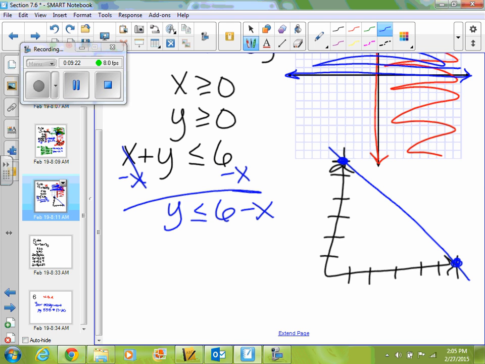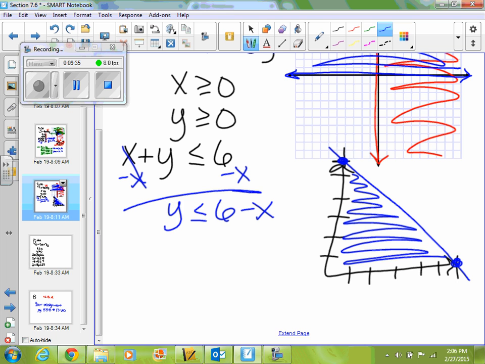And since y is less than that, am I shading above or below? Below, because you shade below for less than. So this section of my first quadrant is the only section I care about. That section, that triangle. Then we have to identify my vertices. My vertices in this case, since it's a triangle, it has 3 vertices.